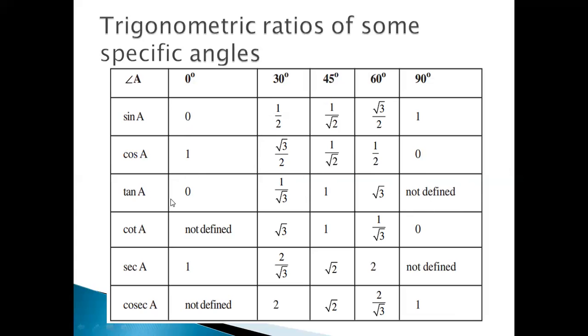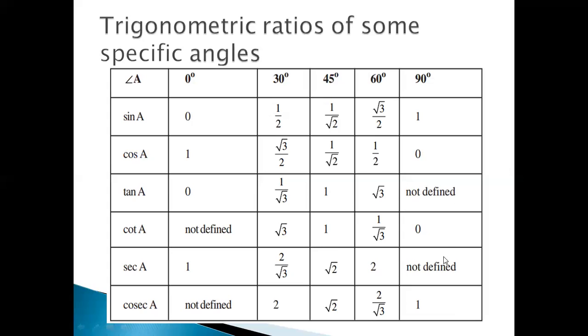So cot is nothing but just the reciprocal of this. Simply write the reverse order of this tan, you will get the cot. It means first you write not defined, then you write root 3, then you write 1, then you write 1 by root 3, and at last you write a 0.